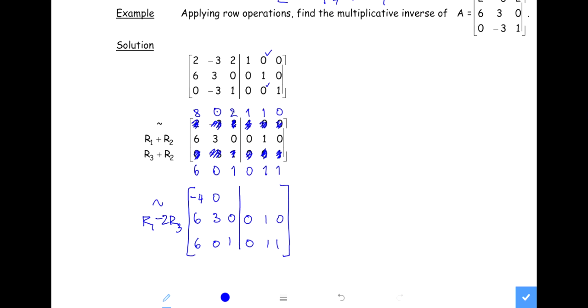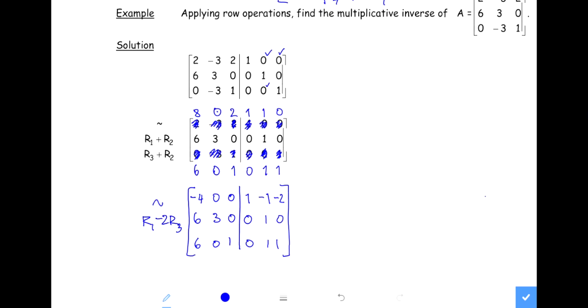Doesn't change anything. This 2 minus 2 times of this one is going to be 0. Alright, 1 minus 2 times 0, still 1. Doesn't change anything. 1 minus 2 times of 1, that will be negative 1. 0 minus 2 times of 1, that will be negative 2. Okay, so now I have 0 over there.